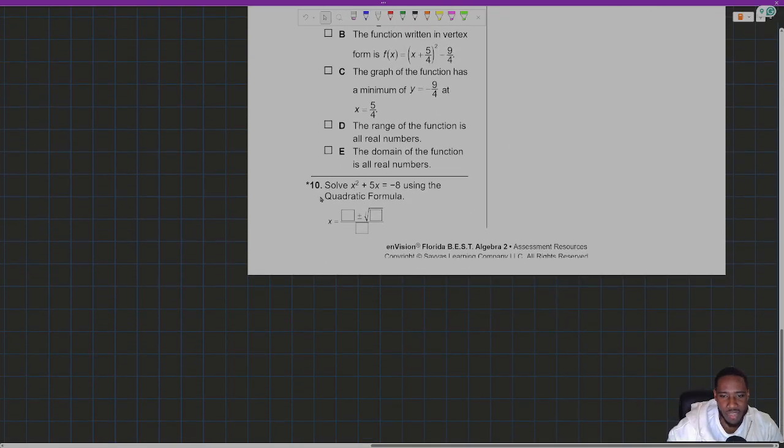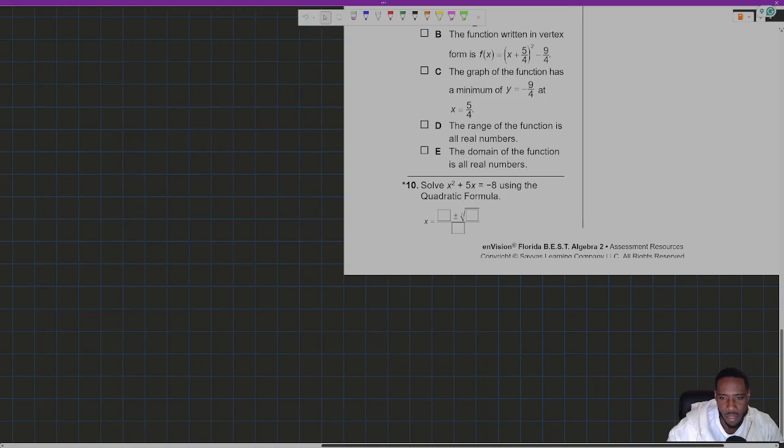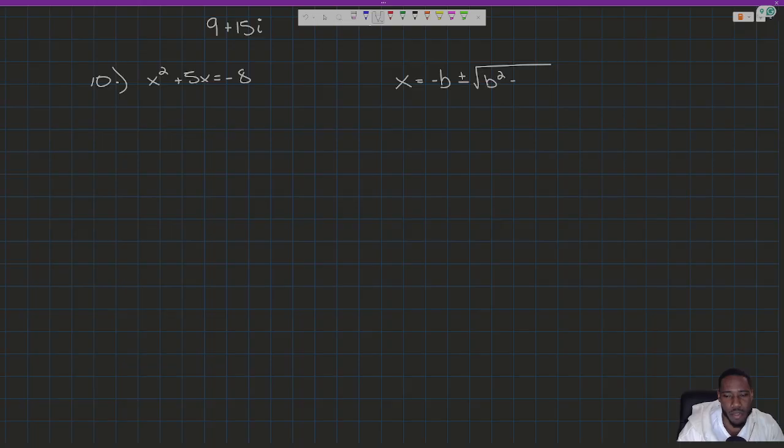Jumping down to number 10, we're asked to solve x squared plus 5x equals negative 8 using the quadratic formula. X squared plus 5x equals negative 8. All right. So for this one, what we're going to have to do is solve with the quadratic formula, which, as you hopefully remember, reads x equals negative b plus or minus the square root of b squared minus 4 times a times c, all being divided by 2 times a.